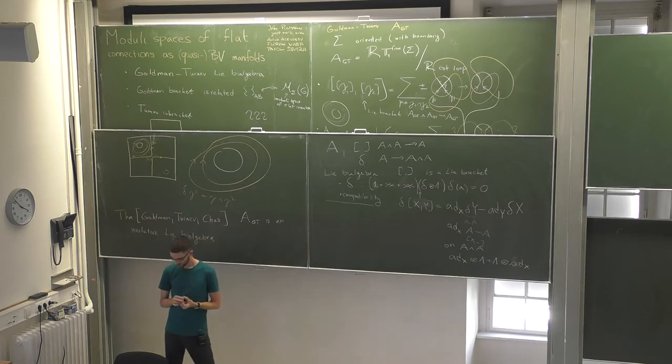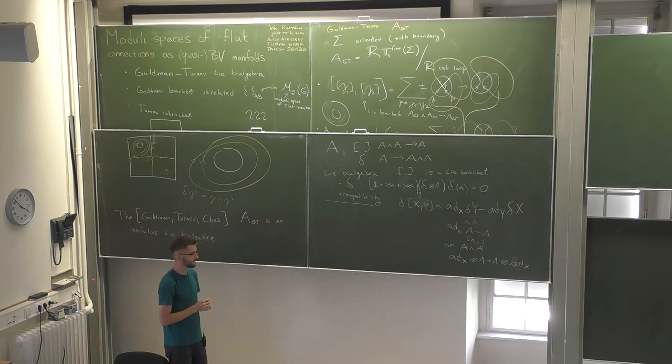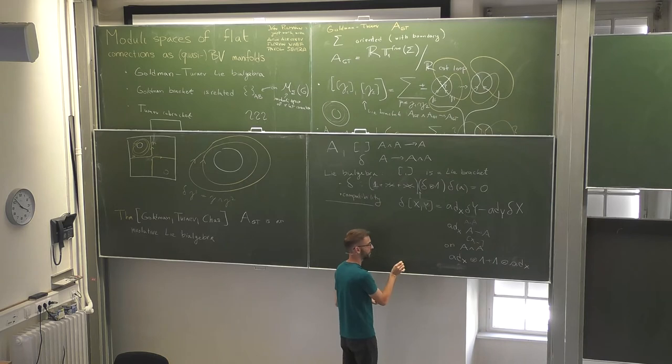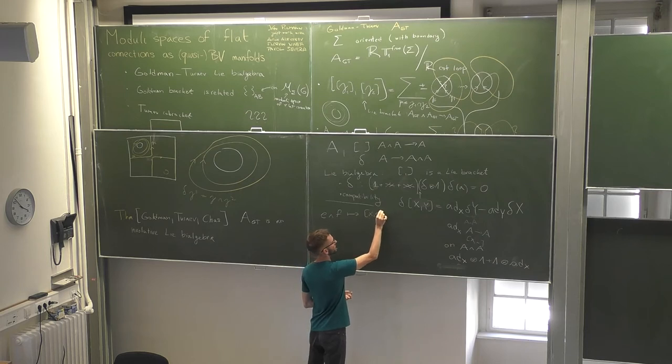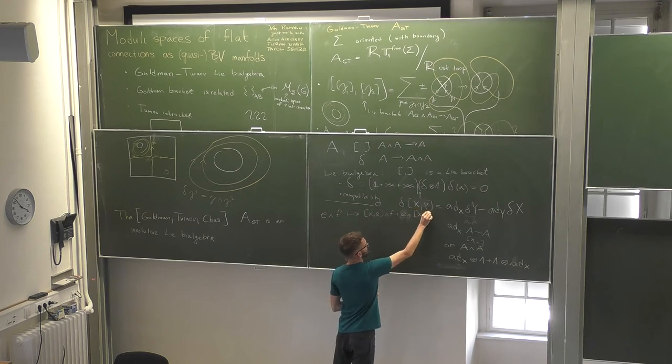Yeah, now I'm not sure. No, I think it should be fine, right? Because let's act on E∧F, so we get, E∧F gets sent to [X,E]∧F plus E∧[X,F].